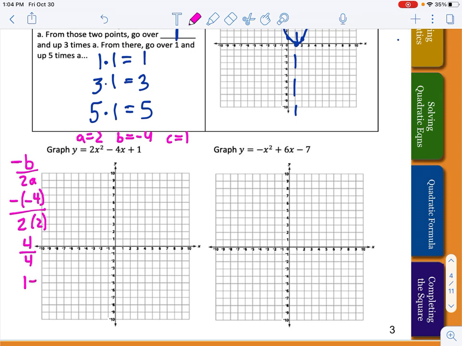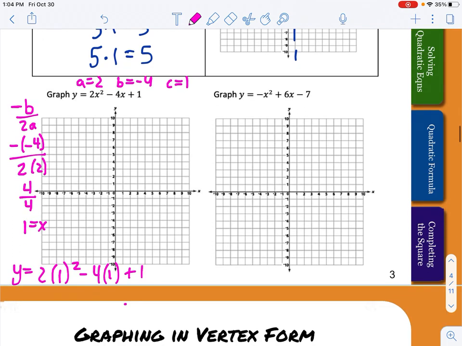So I can say x equals 1, and I plug that back in. So y equals 2 times 1 squared minus 4 times 1 plus 1. So 1 squared is 1 times 2 is 2 minus 4 times 1 plus 1. And we end up getting that y will equal -1.